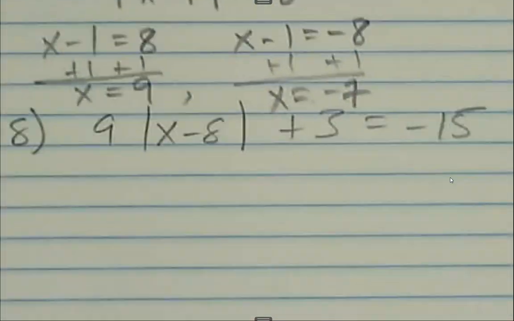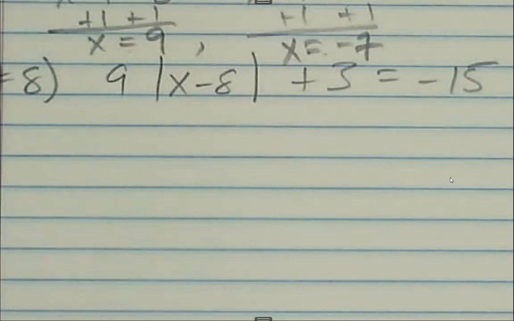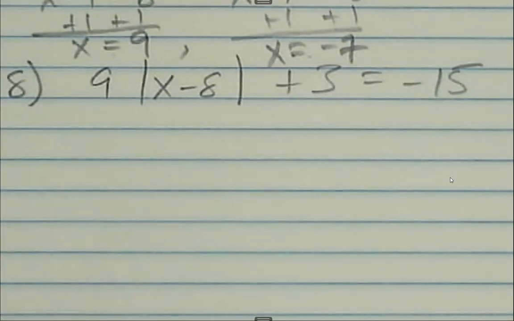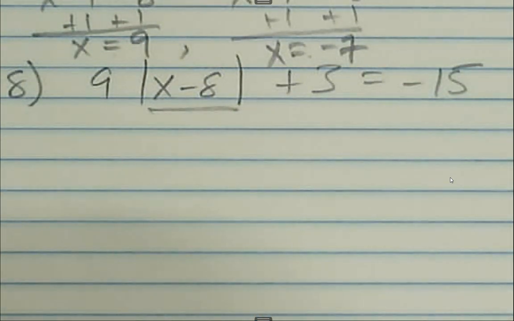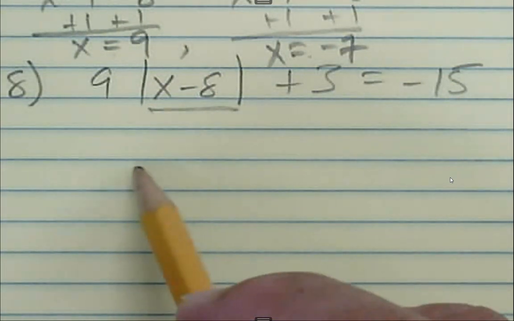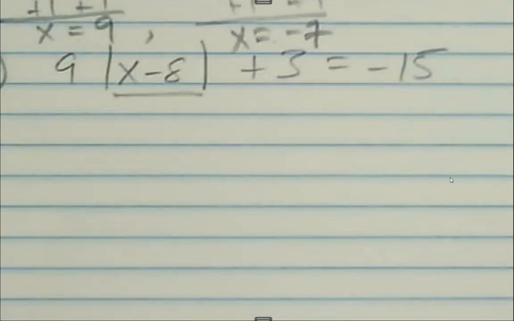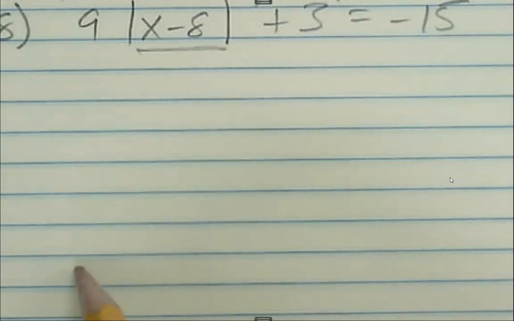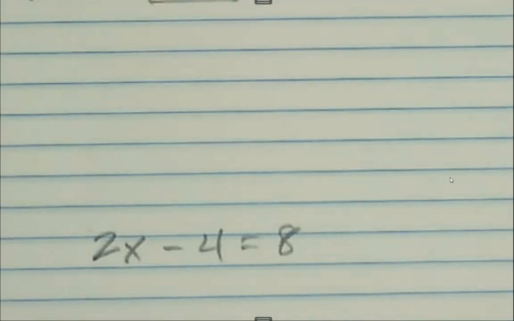Last but certainly not least, this is probably one of the bigger ones, but it's okay. We can do this. So number 8, again, I need to get this quantity by itself. So let's think about this for just a second. If this problem was, and I'm going to write it out here, I'm going to go down just a little bit and we'll come back. So if I had 2x minus 4 equals 8, what would you tell me to do first?